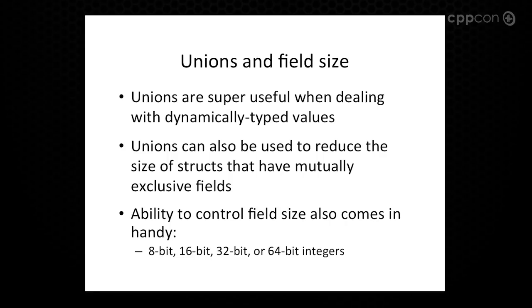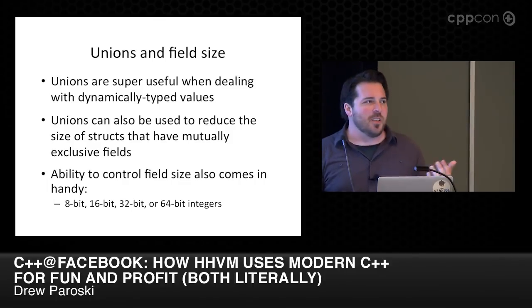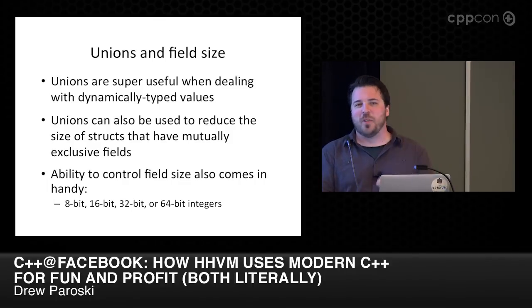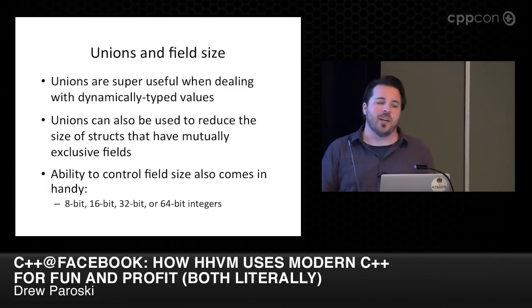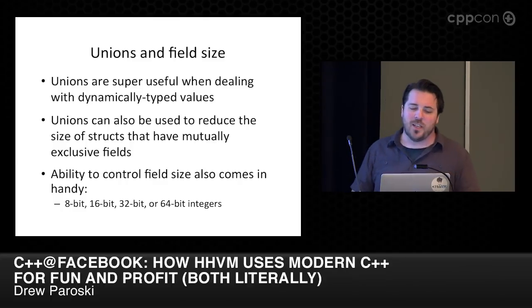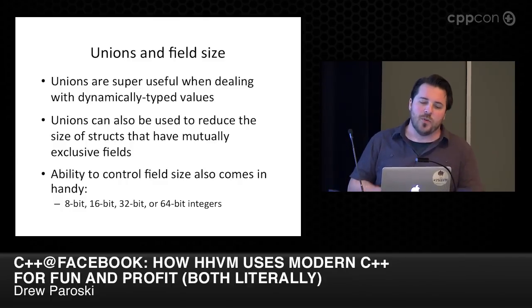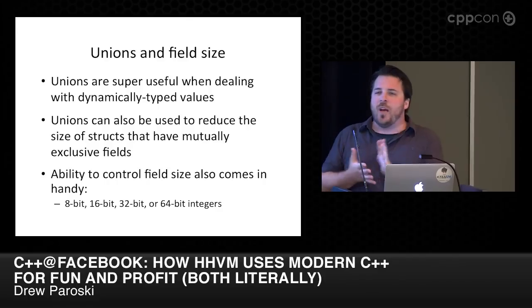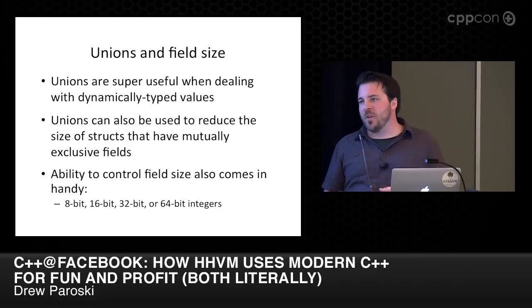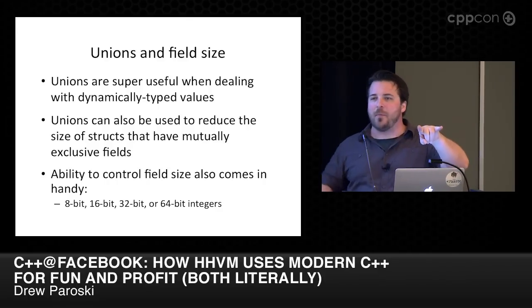Another great thing about C++: unions and field size, just having control over the field size. And unions are really useful, particularly for PHP, a dynamically typed language. Naturally, we run into this problem where we need some kind of struct that can be an int or a string or an array or an object. And that's where unions really come in handy. The other place that they're super useful is when you have a struct but you have mutually exclusive fields. So either one field will be populated or the other, but not both. At any given time, one or both of them is null, or just set to an invalid value.